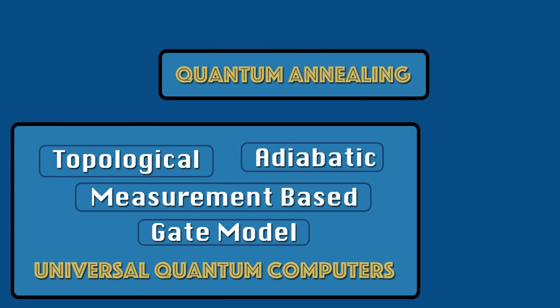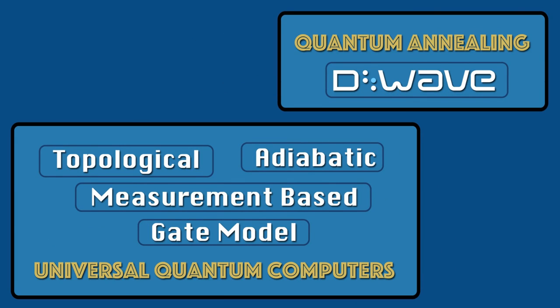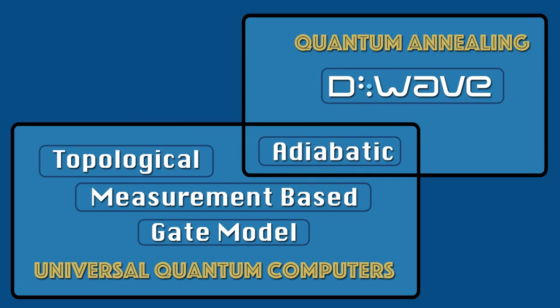So quantum annealing isn't a universal quantum computer. However, it is related to one of the forms of universal quantum computers, a form called adiabatic quantum computing. In fact, adiabatic quantum computing is a specific form of quantum annealing, which also works on the process of energy minimization. So it's just to say that quantum annealing and universal quantum computers aren't completely separate entities. There is a link between them.